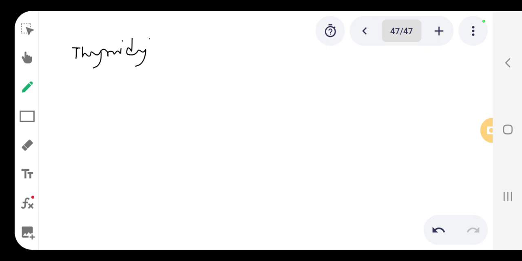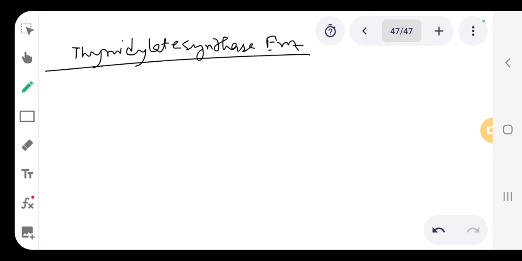Thymidylate synthase enzyme. Okay, so this is the topic. Now see, in our body there is deoxyuridine monophosphate, like this structure. I am not going into the detailed structure, but you all know that it is a very big structure. I am just drawing the uracil moiety.